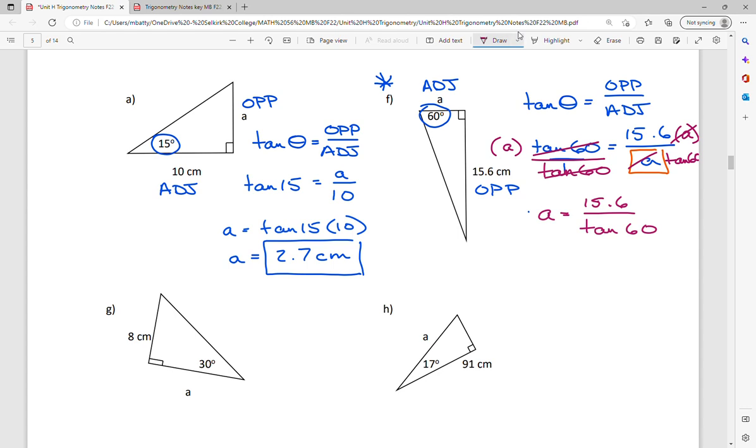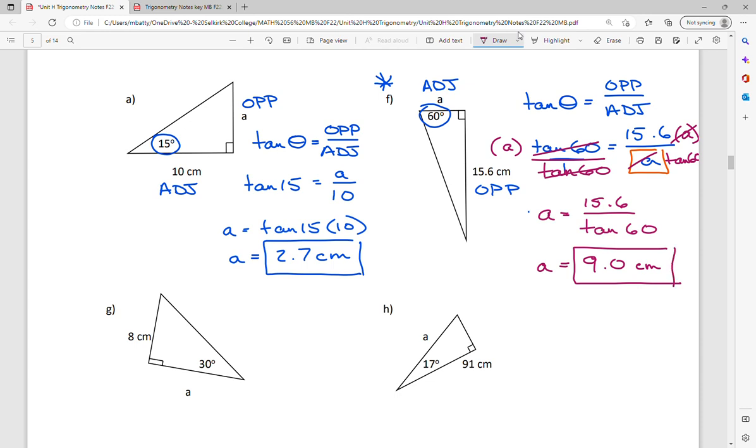So now that we have this, I can put that into my calculator, and it is a little different. Your calculator should work the same for you because you're putting in 15.6 divided by tangent 60. Make sure you hit equals. Again, everybody's programming is just a little different. You should end up with 9.0 centimeters.